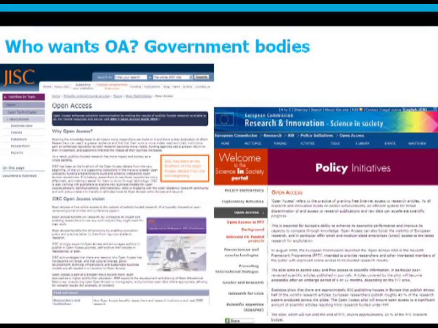And this pressure is coming from all over the place, not least from government bodies. So on the right-hand side, you have the European Commission, who have come out big time and said that they expect research that they have funded to be made available. And here in the UK, there's JISC, which used to stand for the Joint Information Something Committee, but it's now not called that anymore. But it's basically something to do with higher education and access to academic resources.